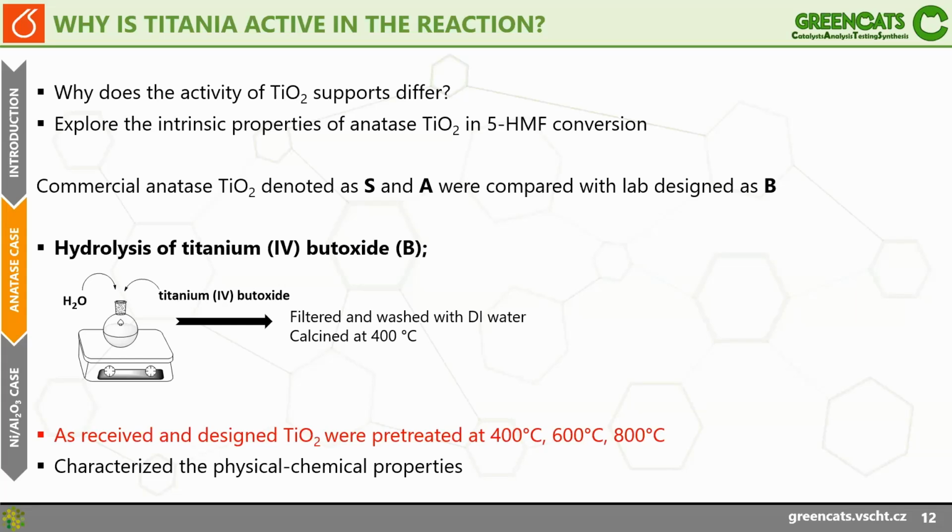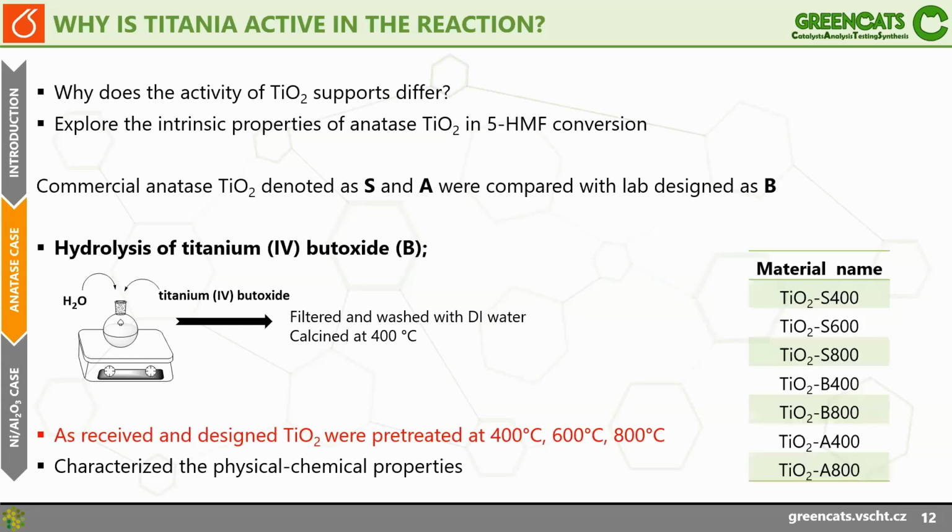There was also niobium in the other one. So we didn't know how these materials were produced. That's why it's always good to have the chance to prepare the material on our own. Then we treated the materials at different temperatures, just to see how they change, and we characterized the properties. So here is the summary of the names.